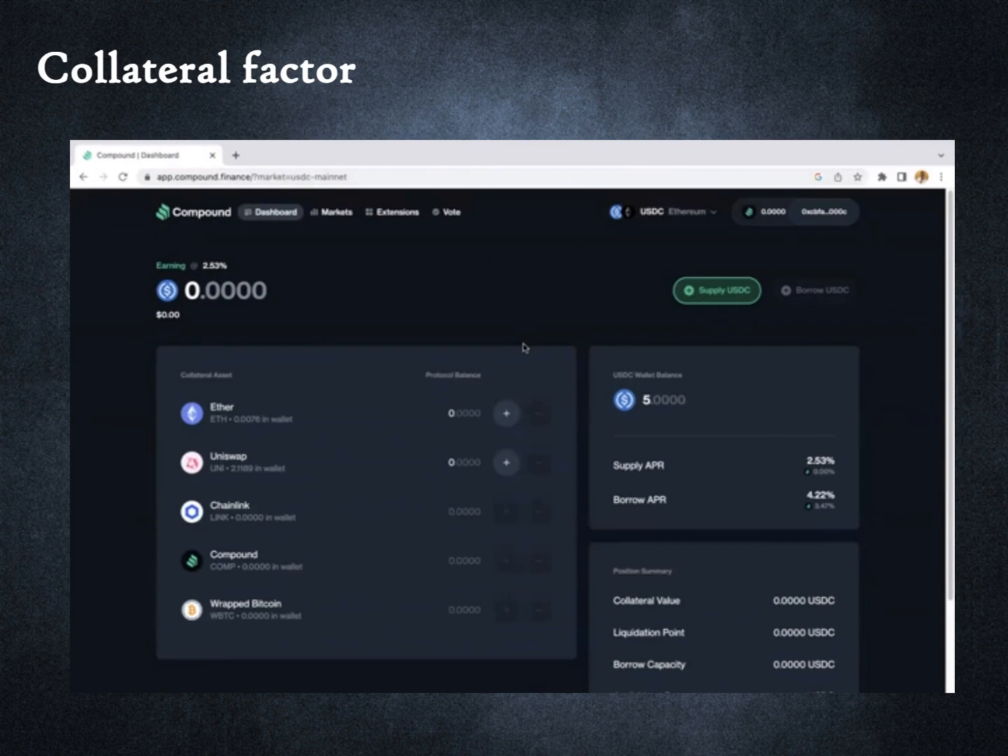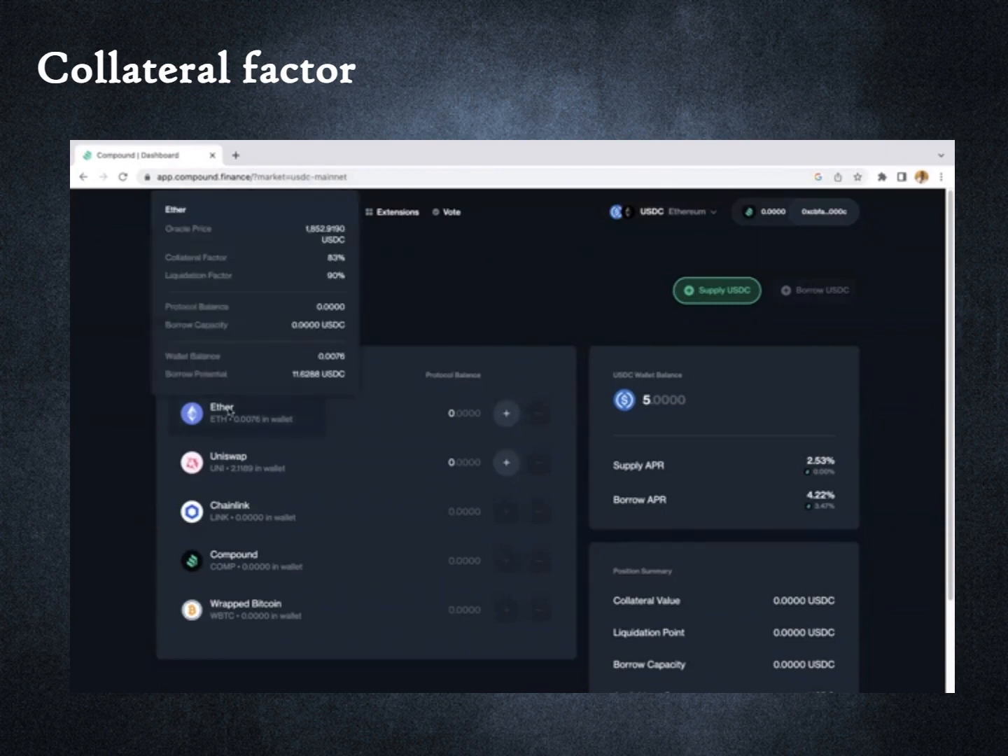Next, we will zero in on the collateral factor. When I hover on Ether, I see that the collateral factor is 83%. This means that if I deposited $100 of Ether, I can borrow $83 of USDC. Next, I pull up another asset, the Uni token, which is the governance token of Uniswap. I bought some Uni tokens from Coinbase and sent them to my MetaMask wallet. The collateral factor is 75%, lower than that of Ether. This means that the protocol considers the Uni token to be less safe than Ether. Presumably, the price volatility of Uni token is higher.